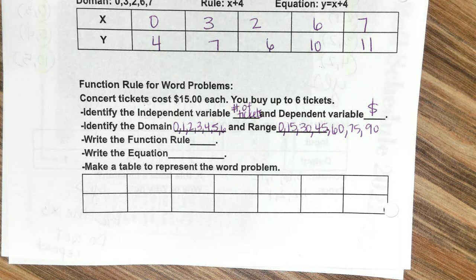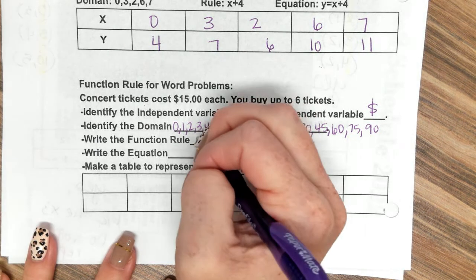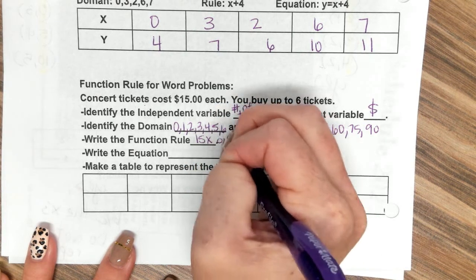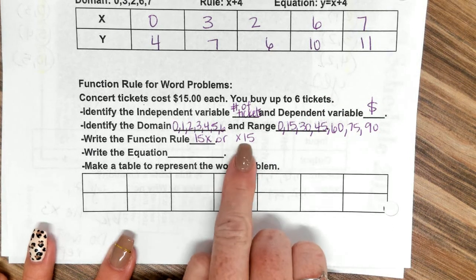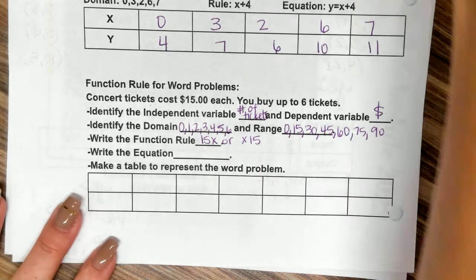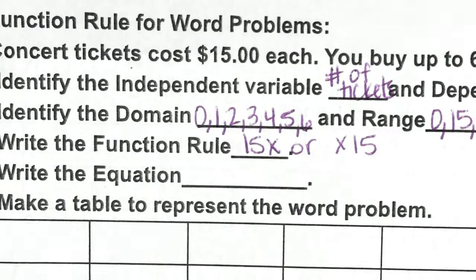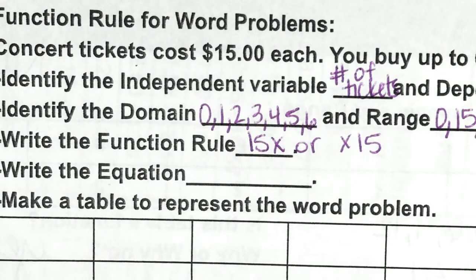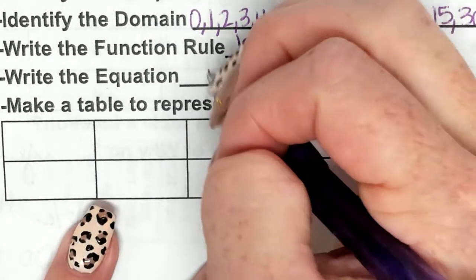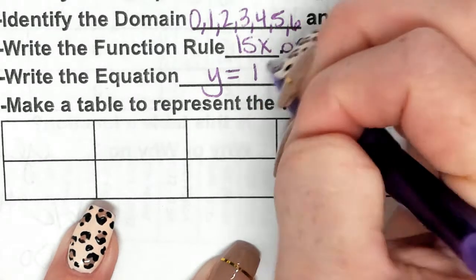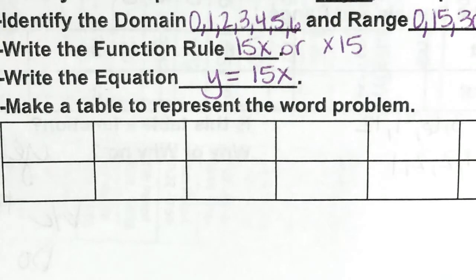What would the rule be? Plus 15? Times 15. Yes, times 15. So you can write 15x, or you could write like times 15. This is the way it should be written in algebra, but when you're asking for a rule, technically speaking, either one would be correct. But when you write the equation, it must be written as an algebra equation, okay? So the equation would be y equals 15x.